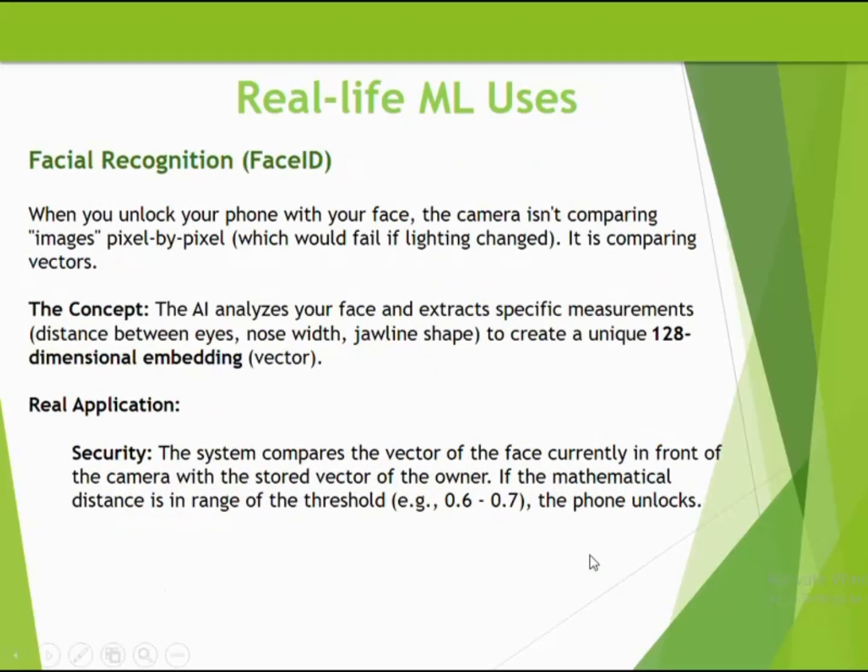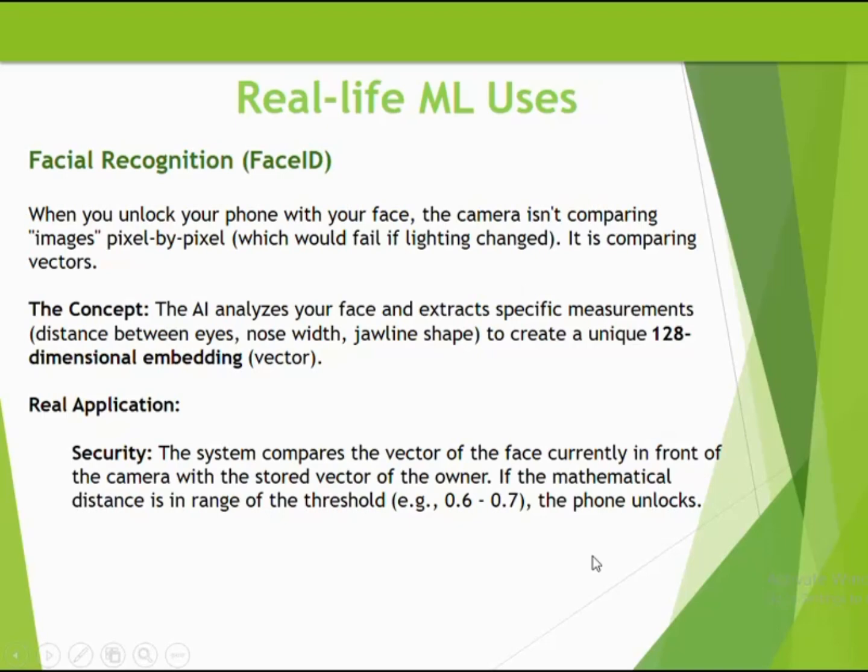Another real life use case is facial recognition, that is Face ID. When we unlock our phone with our face, the camera is not comparing the image pixel by pixel, right? Otherwise, what will happen? It will fail if any light change or any other factor gets changed. Instead of that, it is comparing the vectors, right? The vector that is stored in the phone and the vector that is generated based on the scanning of our face in real time.